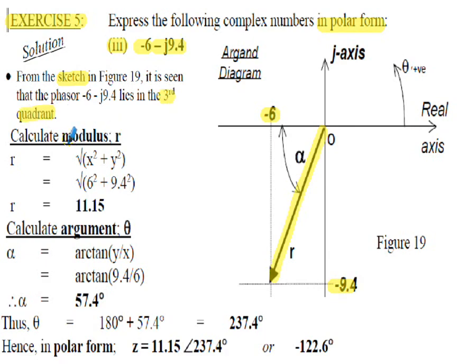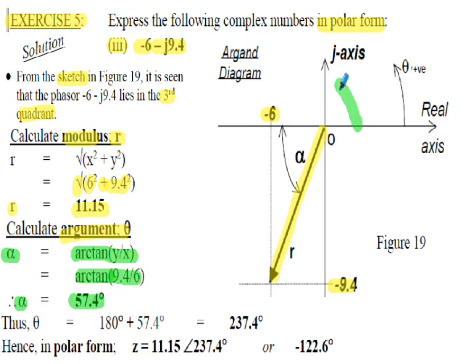To calculate the modulus r, it's simply Pythagoras theorem, so 6 squared plus 9.4 squared all square rooted gives a value of 11.15 for r. To calculate argument theta, in this case it will be 180 degrees plus alpha. We can clearly see that from the diagram. So to calculate alpha, that's tan to the minus 1 of y divided by x. That's tan to the minus 1 of 9.4 divided by 6. That gives us a value of alpha of 57.4 degrees.